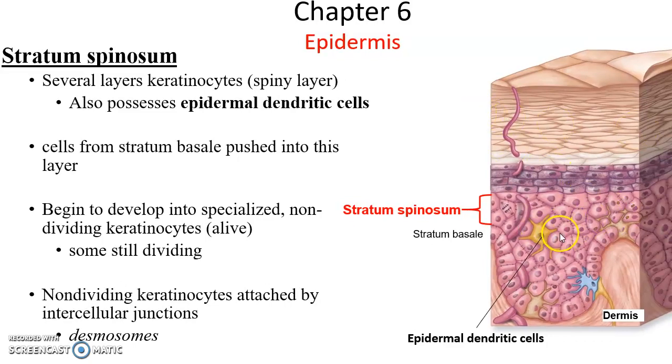Also found in stratum spinosum are specialized immune response cells called epidermal dendritic cells. Again, cells are produced in the stratum basale, pushed up into stratum spinosum, and slowly over time get further pushed up to more superficial layers. The cells in stratum spinosum are alive. Some of them can divide, but again, most cell division occurs in stratum basale.